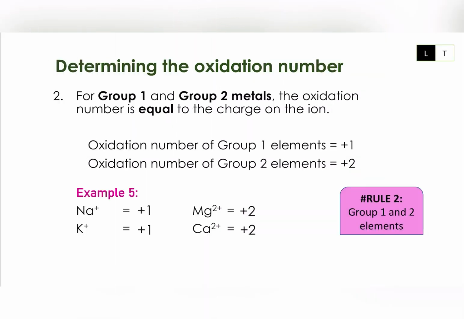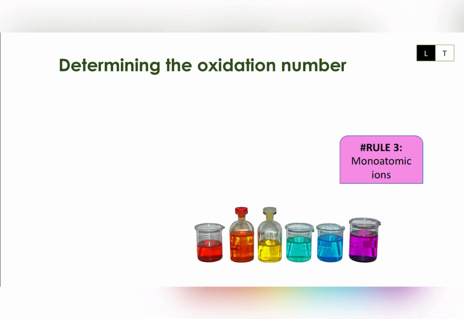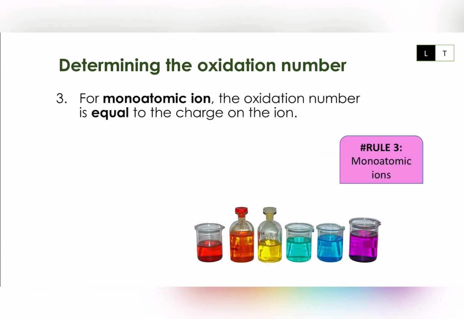Now let's go to the next rule for monoatomic ions. The oxidation number for a monoatomic ion is equal to the charge of the ion. For example, I have a few here. You can see that the oxidation number for O2- is negative 2. For Al3+ it is positive 3.